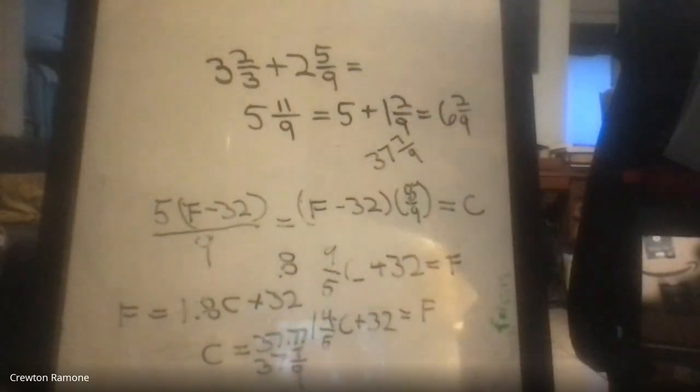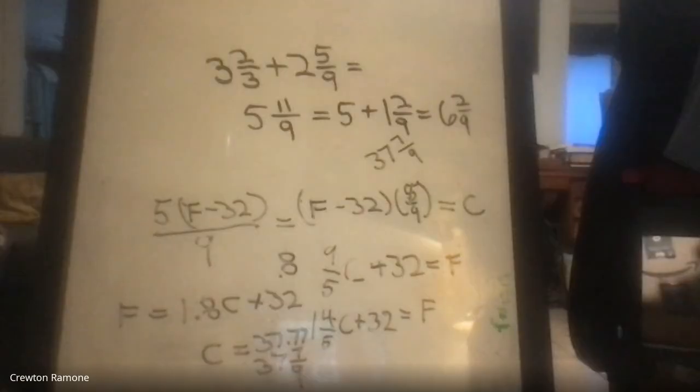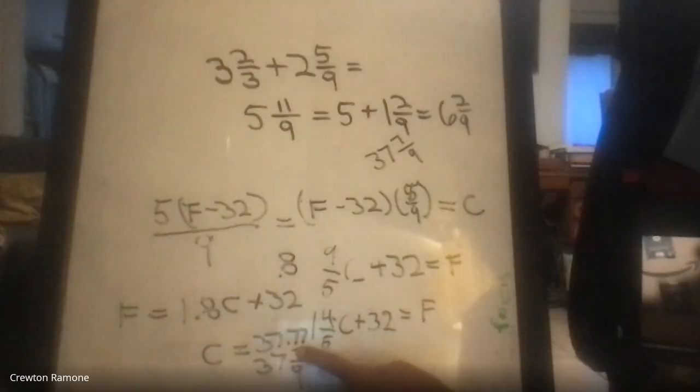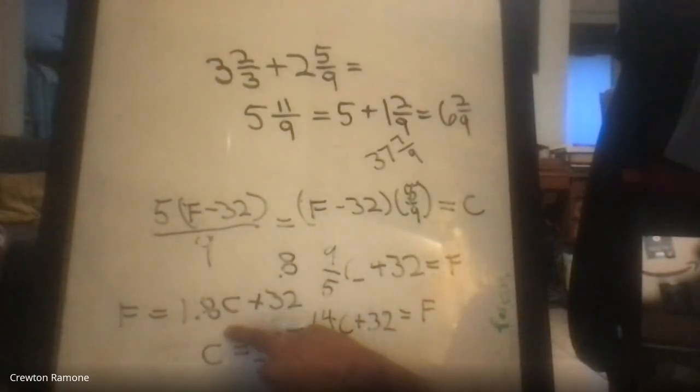But anyway, just do it once. Let's see if we can get it right. The first step from Celsius to Fahrenheit is... no. What's the first thing that you do? What's C? C is 37.77. So what do you have to do? You have to multiply it by 1.8, and then you have to add 32.